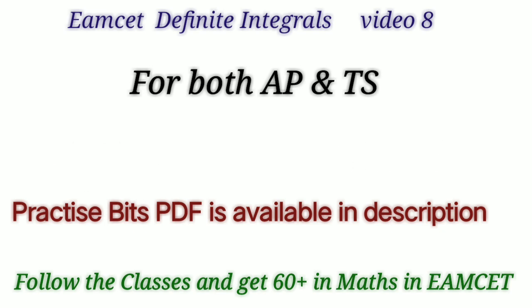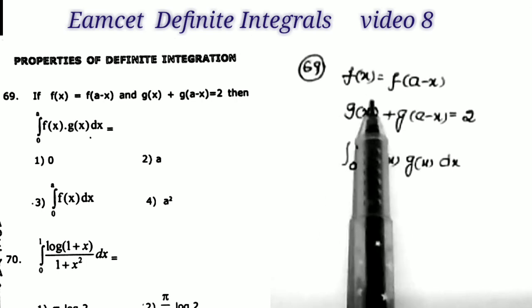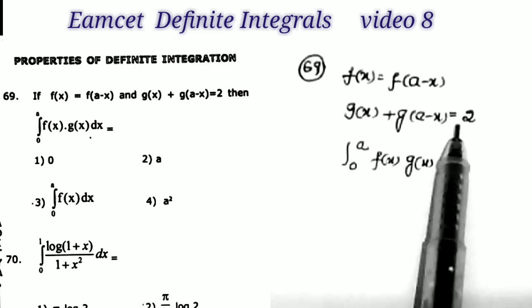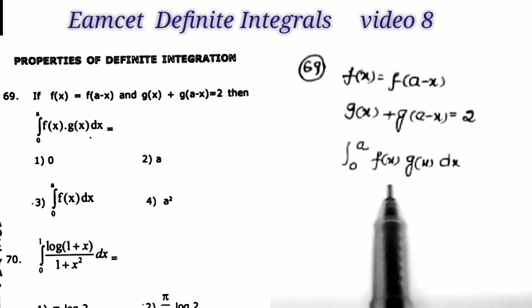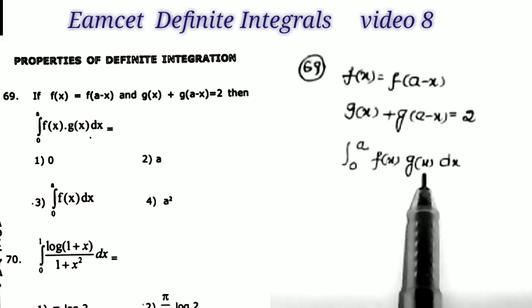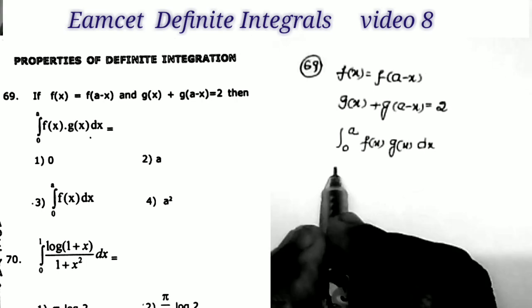Okay, let us start the class. This is sum number 69. Given that f of x is equal to f of a minus x, and g of x plus g of a minus x is equal to 2, then what is the value of the integral 0 to a f of x into g of x? Okay, these two conditions are given. We want this value. Okay, let us start the solution.